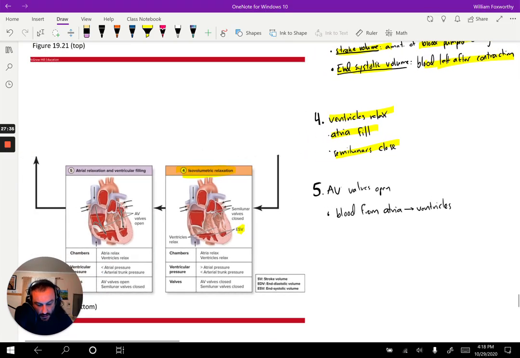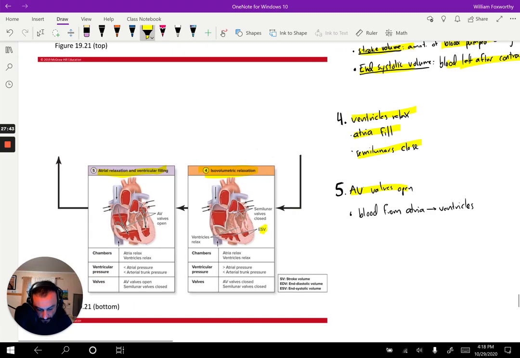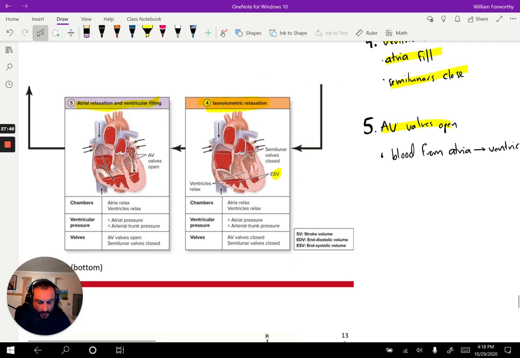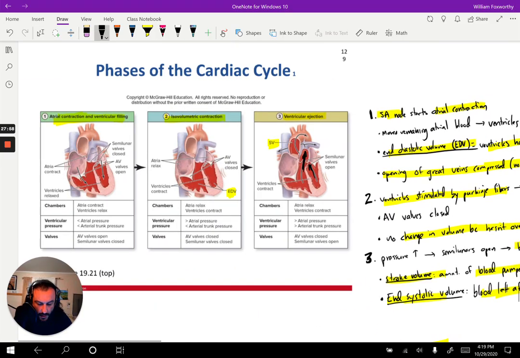Finally, in the last phase, atrial relaxation and ventricular filling, the AV valves open. You have a little bit of pressure from the blood inside of the atria that opens up the AV valves, and blood is going to move then from the atria into the ventricles. Then we'll go back to the beginning, where any remaining blood in the atria is going to be ejected when the atria contract.